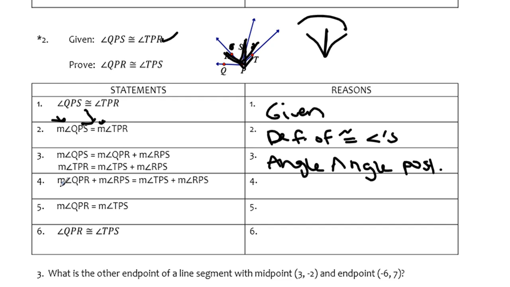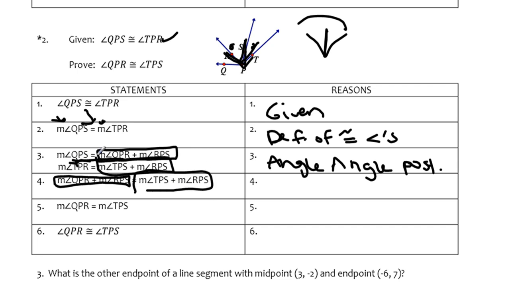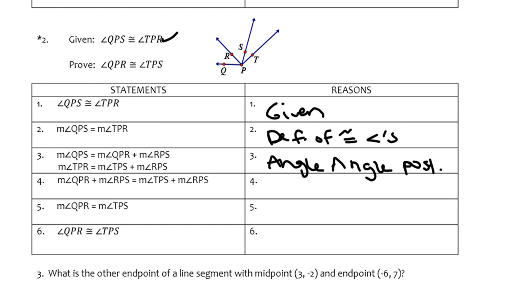Okay. Next one says the measure of QPR plus RPS equals the measure of TPS plus RPS. Well, we have the QPR and the RPS from here, and we have the TPS and the RPS from here. And the only way that we can have QPR plus RPS equal to TPS plus RPS is by substitution. And let me explain how we do that.